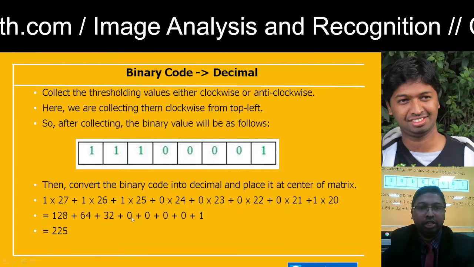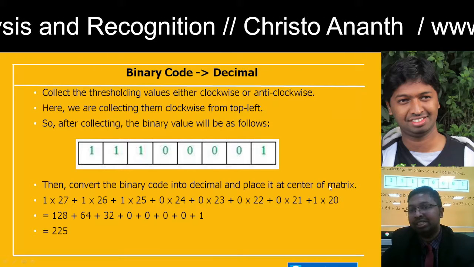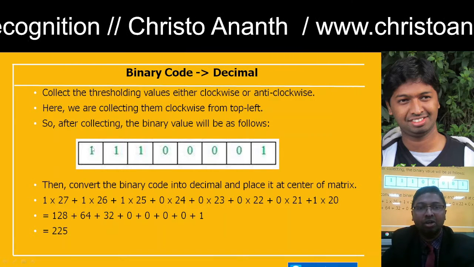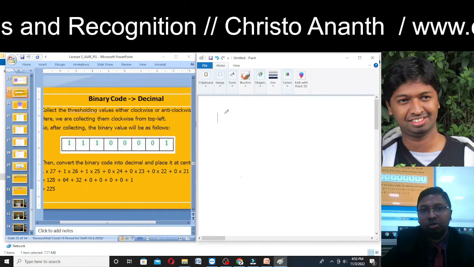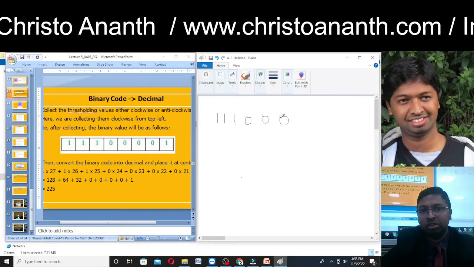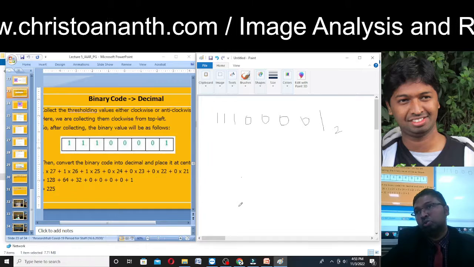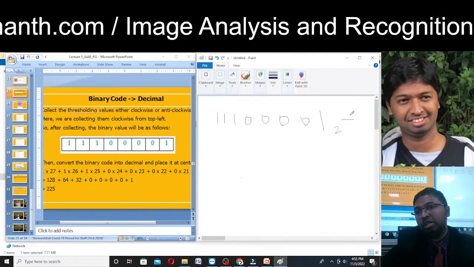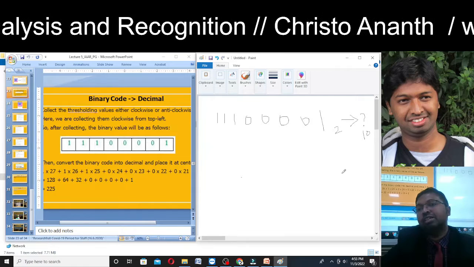11110001. Okay, right. So convert the binary code into decimal and place it at the center of the matrix. Okay, say 1 1 1 0 0 0 0 1. This is to the base 2. Okay, this one you have to convert to base 10.